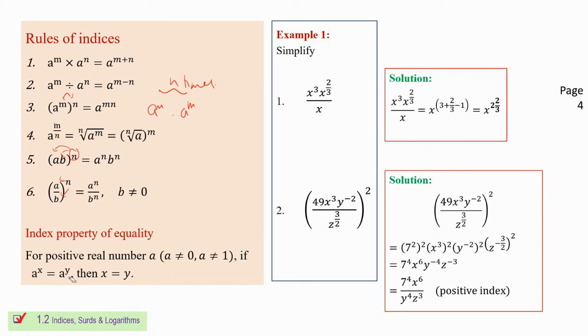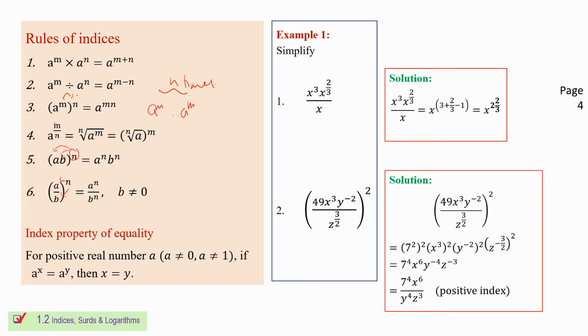Actually, what we know is that when their bases are the same, and we say a to the power x is equal to a to the power y, it means that x is equal to y. So now we look at example 1. We try to simplify x power of 3, multiply x power of 2 over 3, and divide by x. So all the bases are the same, so we just use our first property.